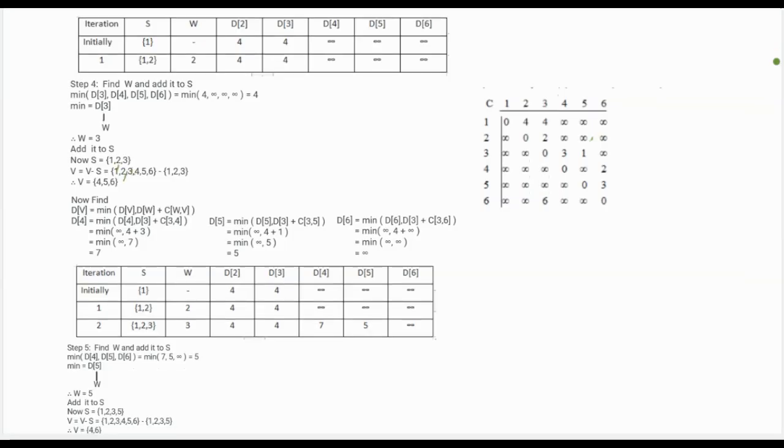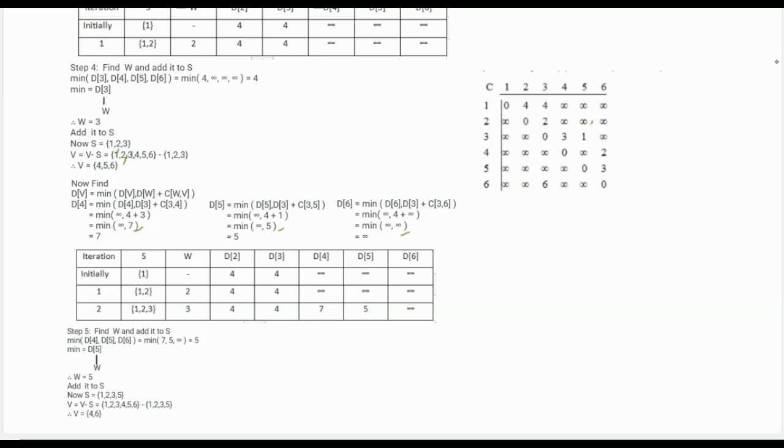Now we have to find it for 4, 5 and 6. The formula is the same. Dv will be the minimum of Dv comma Dw plus C of w comma v. If you repeat the steps, the minimum here is 7, the next minimum will be 5, and the next will be infinity. So in the next iteration, W is 3, D2 is 4, D3 is 4, for D4 we got 5, and D5 we got 5, and D6 is infinity.